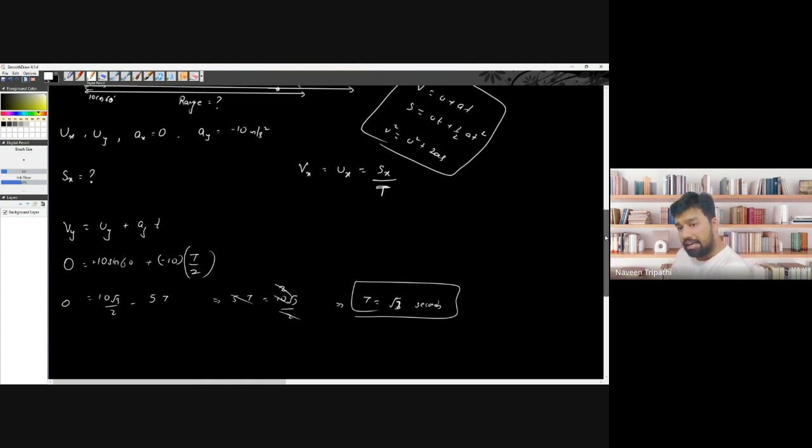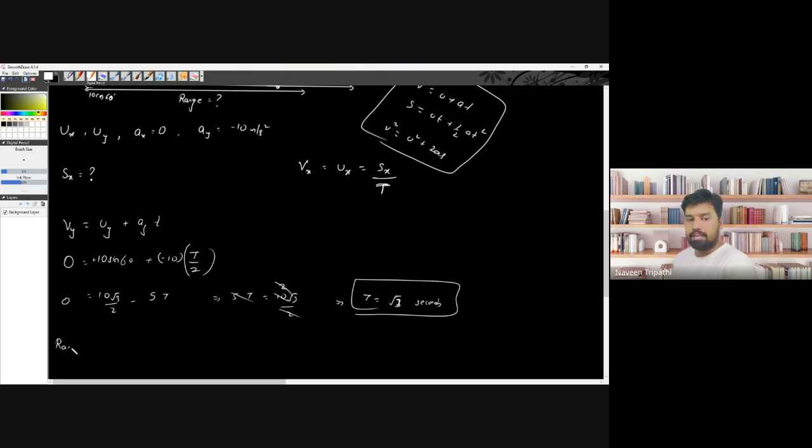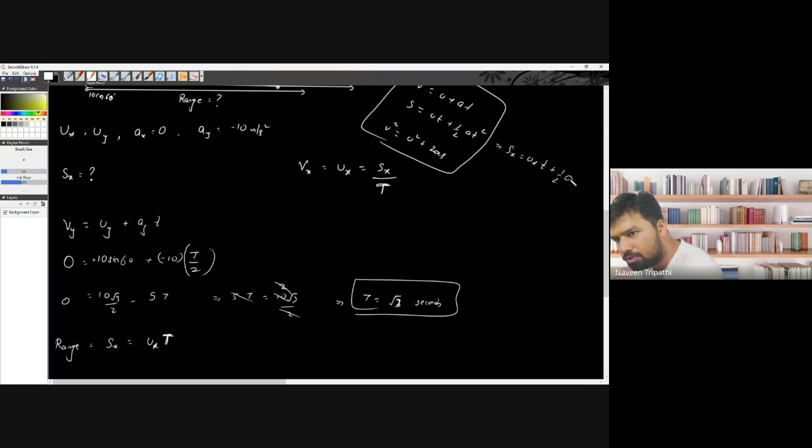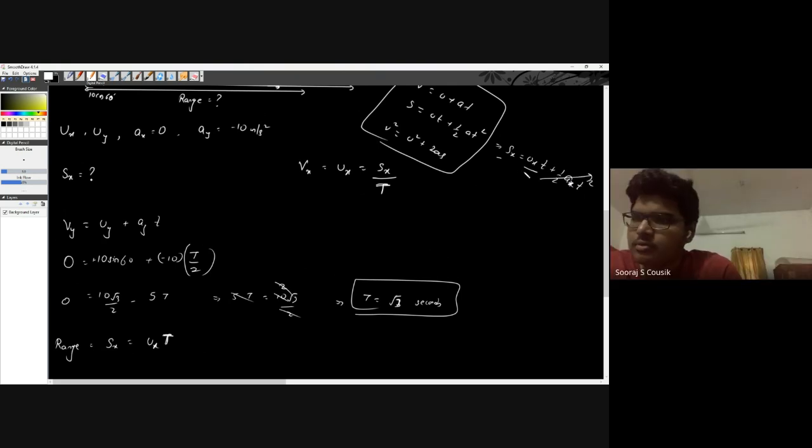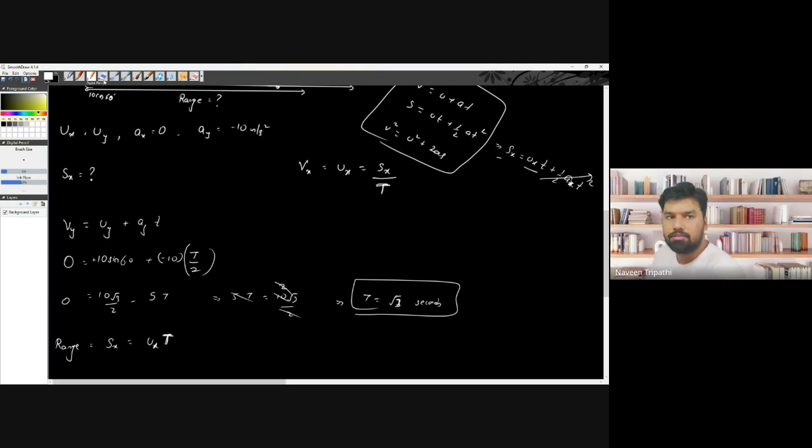Now, for finding range, it is nothing but the total displacement in the x-axis, which is nothing but initial velocity or final velocity or whatever you want to say, times total journey time, because acceleration is anyway 0. Or just think like this. You apply this equation, Sx is equal to ux into t plus half ax t square. What would happen to this equation when ax becomes 0? This entire term will become 0. Sx is simply ux into t.